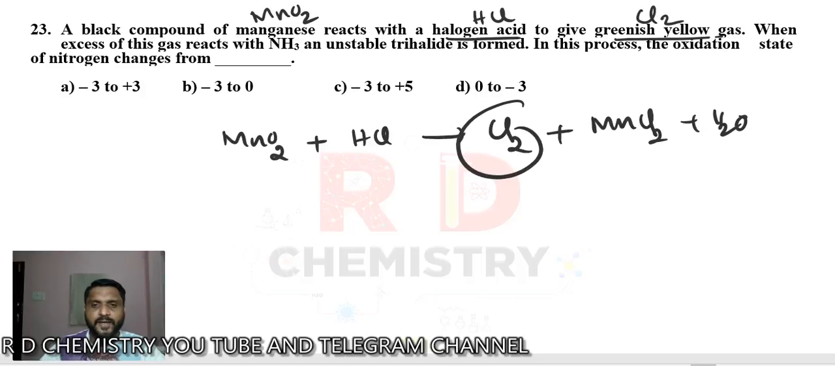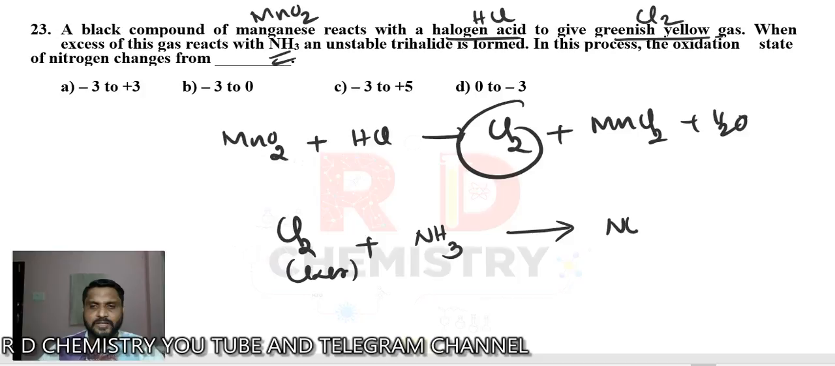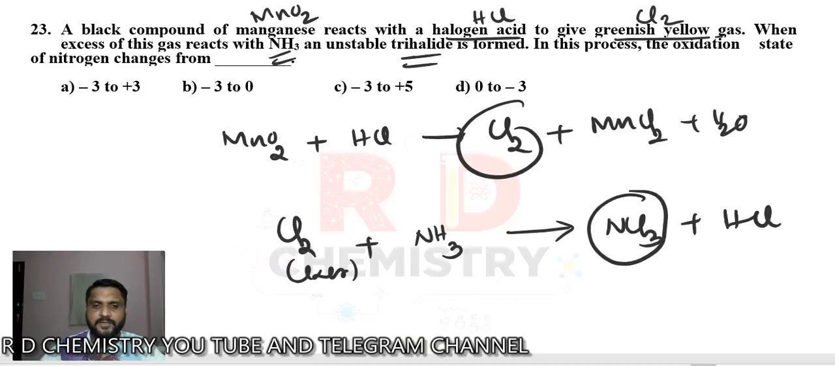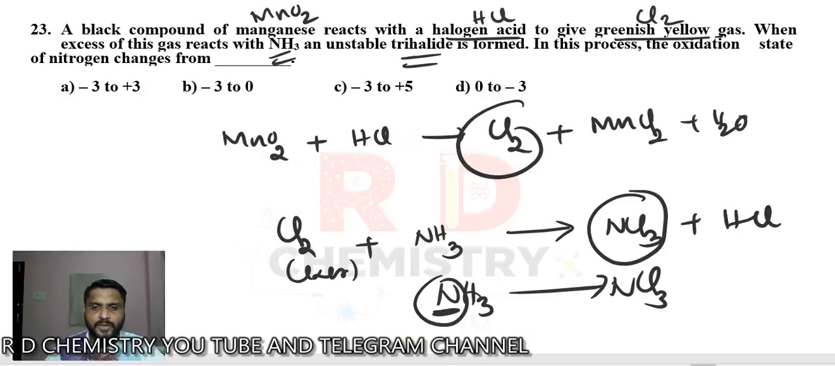Now, excess of this gas. If I take chlorine in excess, it reacts with the next compound, ammonia, NH3. So it actually forms NCl3 and HCl. So we get an unstable trihalide. This is an unstable trihalide actually, correct? So from NH3 it has become NCl3, correct? The question is you have to calculate the oxidation number. The oxidation state of nitrogen in ammonia is -3. In case of NCl3, nitrogen has a +3 state. Therefore, the answer is option number A, right?